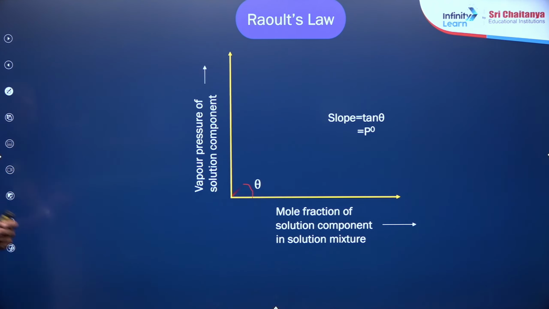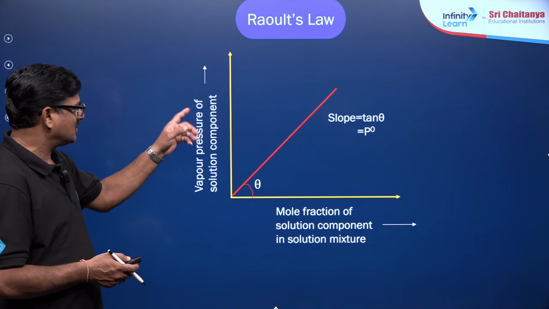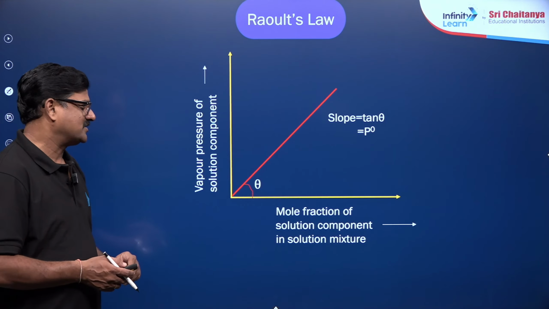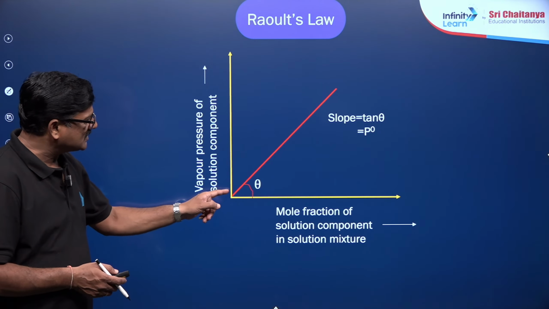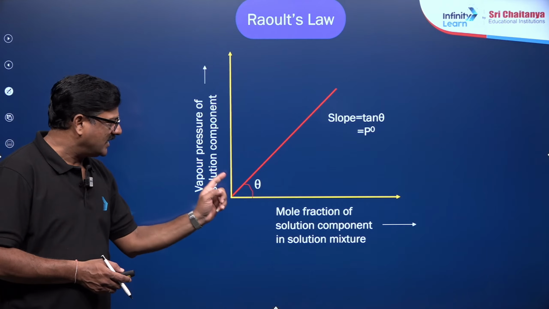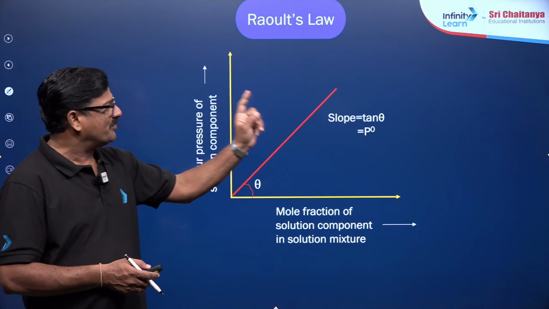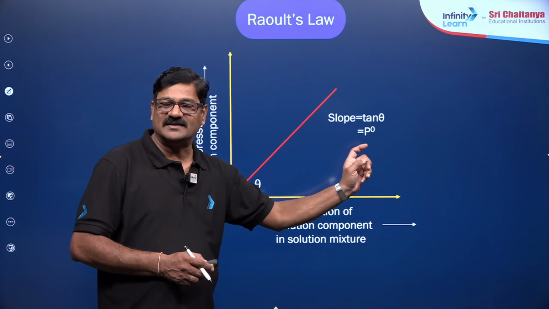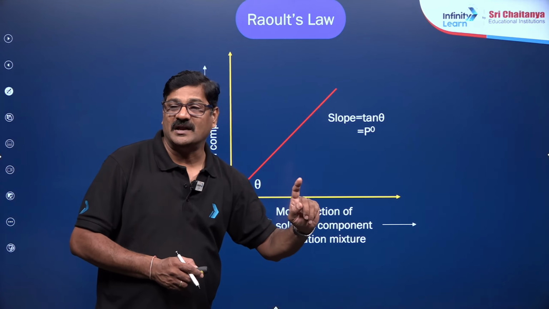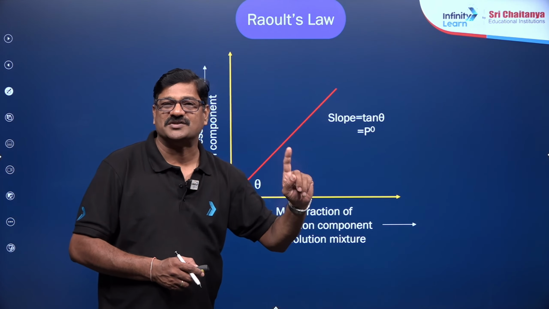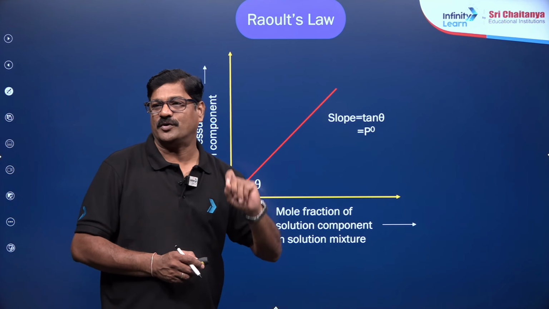And also see the Raoult law. So the vapor pressure and the mole fraction, you are going to see a straight line and the angle is going to be theta, the slope is going to be theta, that theta is going to be P naught, mean to say the vapor pressure of the pure component.